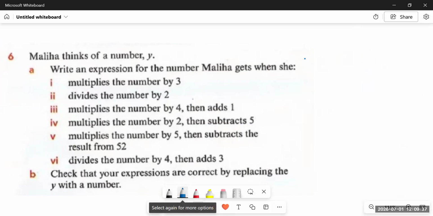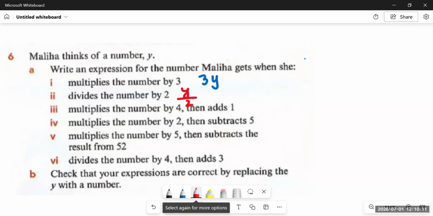Fine. Let's write it here. Write an expression for the number Maliha gets when she multiplies the number by 3. So if she multiplies y by 3, it will become 3y. Next, she thinks of a number y and divides y by 2. So it will become y upon 2. Right? Because when we are dividing something by another thing, that something will come in the numerator and the other thing will go in the denominator.